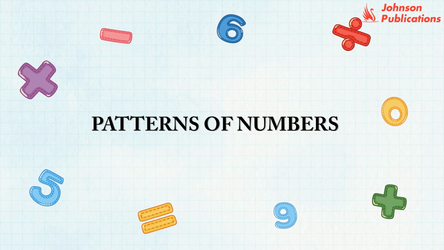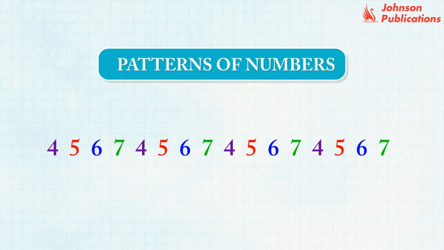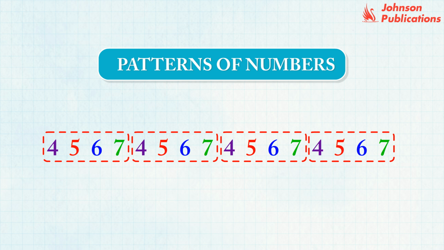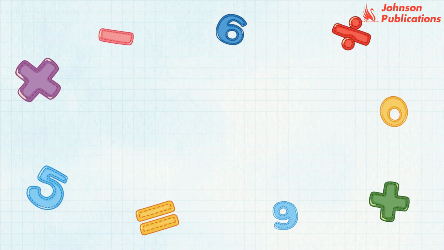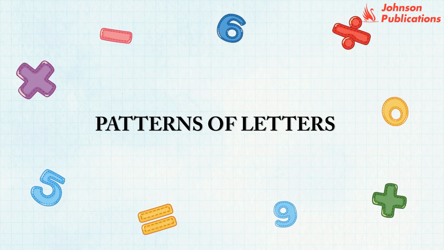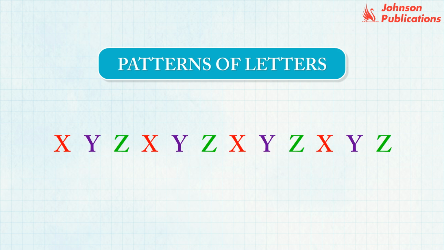Pattern of numbers. Here, 4, 5, 6, 7 is repeated every time. So, 4, 5, 6, 7 is a unit pattern. Pattern of letters. Here, X, Y, Z is repeated every time. So, X, Y, Z is the unit pattern.